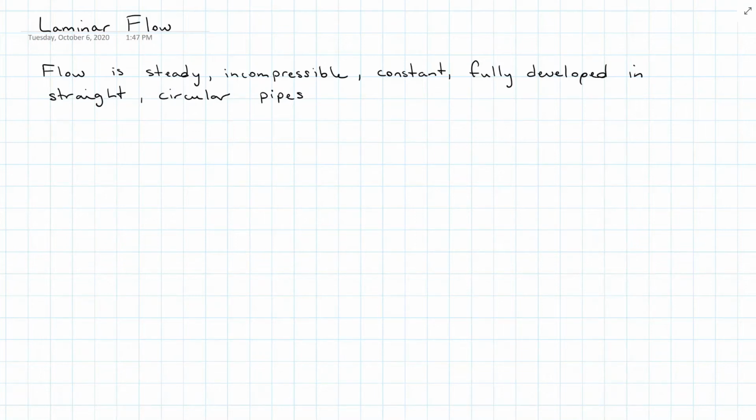Let's talk a little bit more about laminar flow. Laminar flow is described as steady, incompressible, and constant. It is fully developed in straight circular pipes. So all those things make up laminar flow.